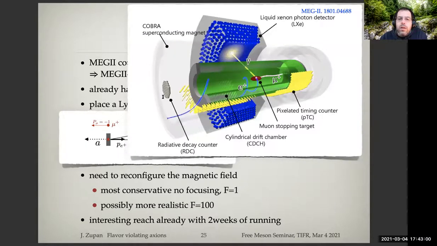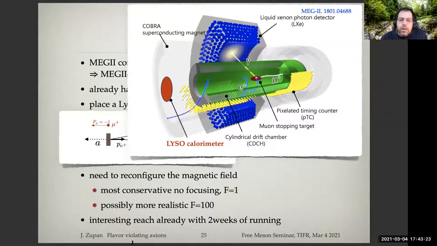So there is already in place a counter here that is used for calibration. So the idea is just to replace this with a new calorimeter and then reconfigure this whole magnetic field configuration. So this is the interaction point.